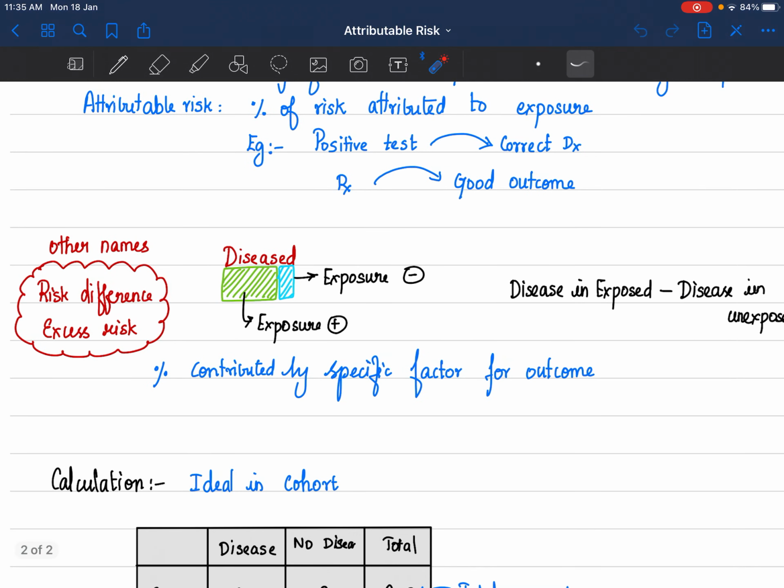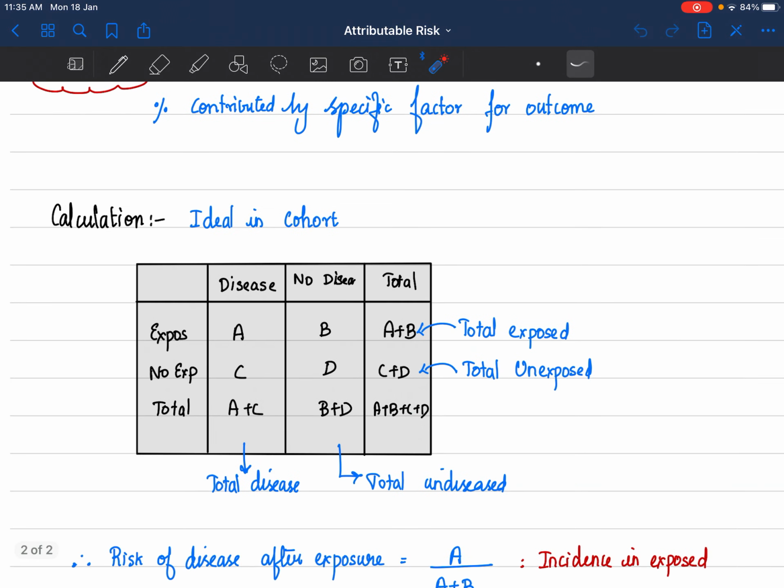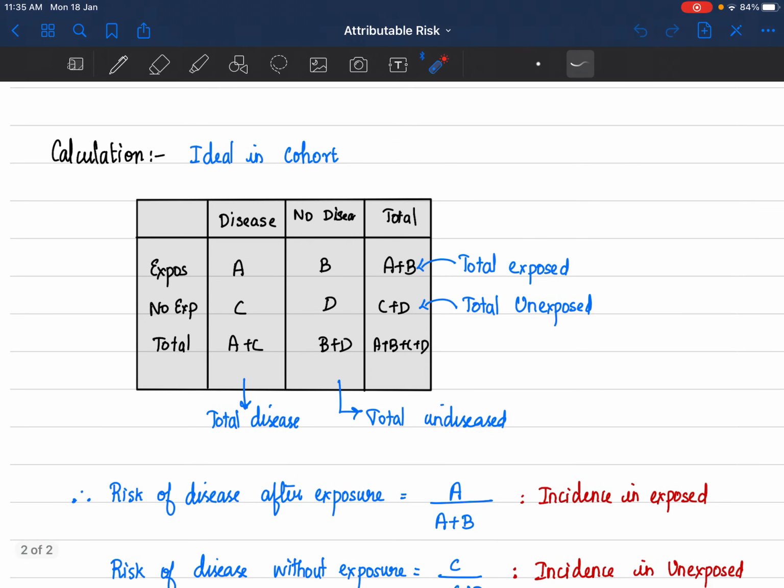The other names for this attributable risk, I am sorry, are risk difference and excess risk. It's called risk difference because basically you are looking at the difference between the exposed population having the disease minus the unexposed population having the disease. If you want to calculate the attributable risk percentage, it is the percentage contributed secondary to this exposure to this particular disease. Okay. So, let us see it in our standard 2 by 2 table.